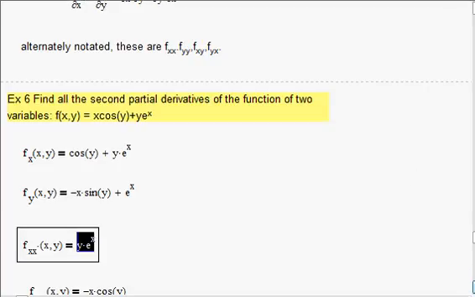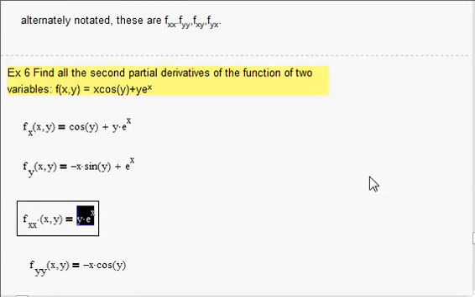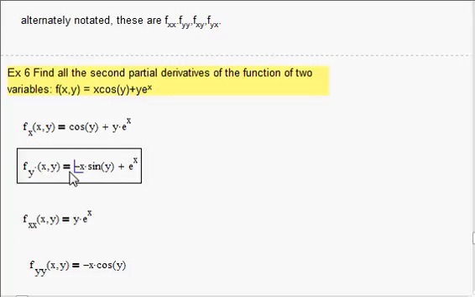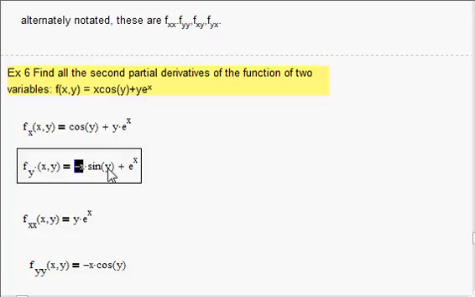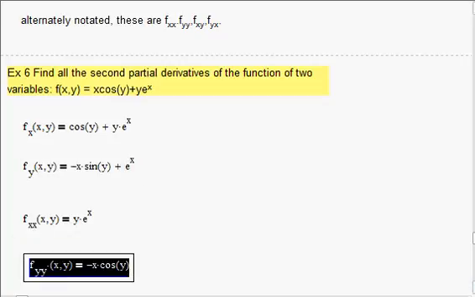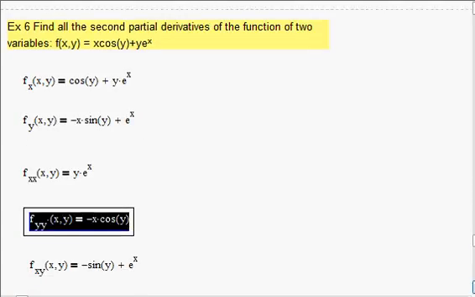Now, we also have a second derivative with respect to y, so we want to take the derivative of this with respect to y, and that means x is a constant, so this part's a constant, and the derivative of sine, of course, you know to be cosine, so we get negative x times the cosine of y plus the derivative of e to the x. Well, the derivative with respect to y of e to the x is 0, because e to the x is considered constant with respect to y. So here's these two second derivatives, but we've got more.